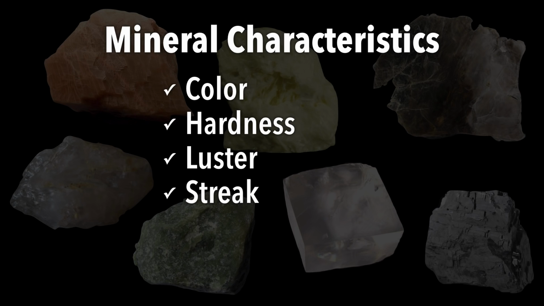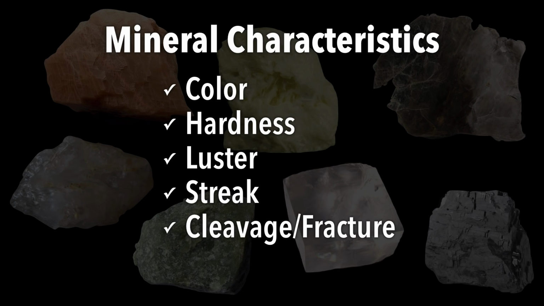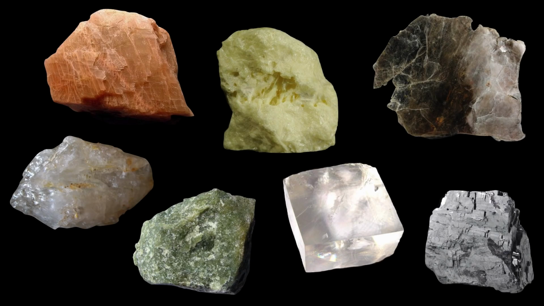Streak would be the color of the mineral in its powdered form, and we would test that using a streak plate. Finally, we can take a look at how the mineral breaks. If it breaks predictably, we refer to it as displaying cleavage. If it breaks randomly, it displays fracture. There are also some other characteristics like, is it magnetic? Does it have a taste or odor? Does it glow in ultraviolet light? Does it bubble with acid? As well as a variety of other things that we can look at.